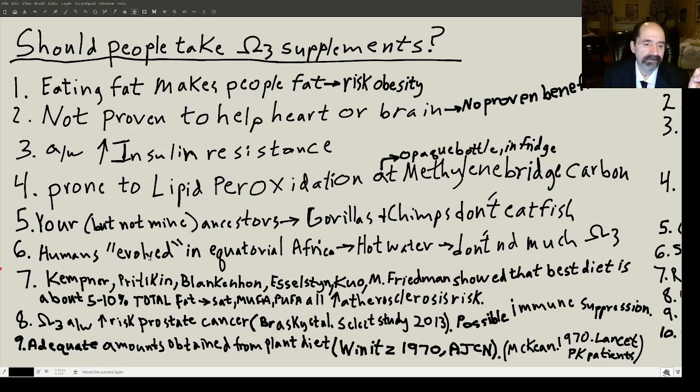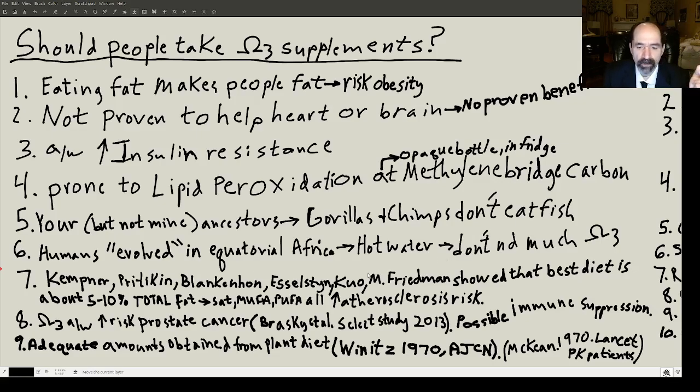Omega-3 fats have been associated with increased risk of prostate cancer. The best reference is Brasky et al. from the SELECT study done in 2013. There's some question about possible immune suppression. There's suggestions, especially in mice research, that might be significant in mice at least. How significant it is in humans, I don't know.